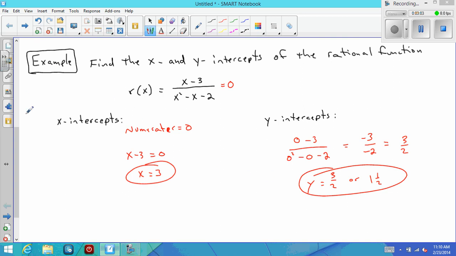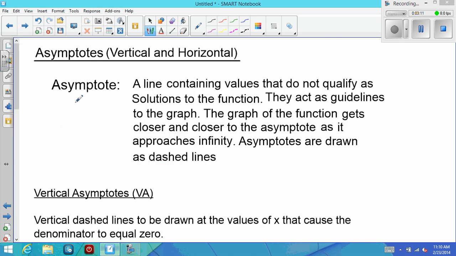Okay? So x and y intercepts are the first step to gathering information for our graph. The next thing are asymptotes. We have vertical asymptotes and horizontal asymptotes. An asymptote, very basically in my own words, is a line containing values that do not qualify as solutions to the function. They act as guidelines to the graph, and the graph of the function gets closer and closer to the asymptote as it approaches infinity. The asymptotes are drawn as dashed lines.